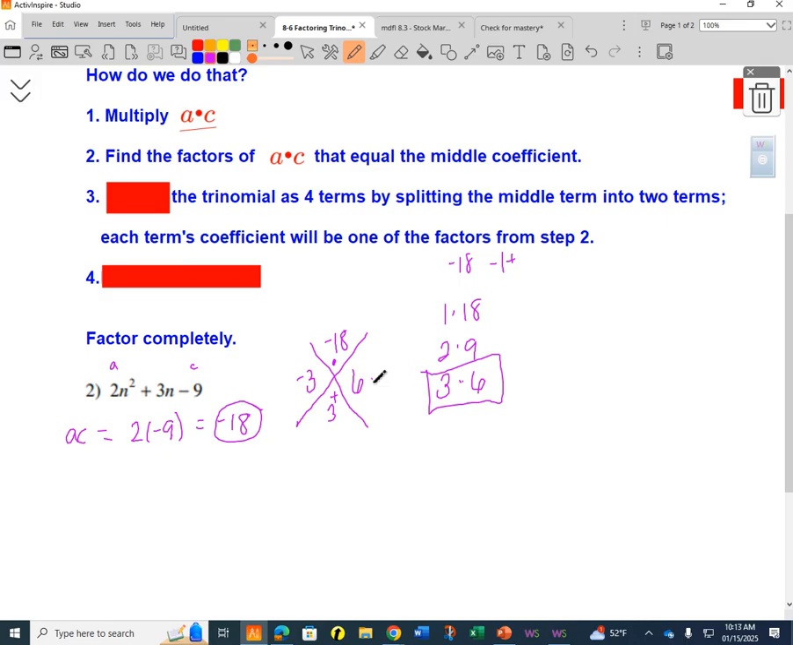Now, when we used this one before, these would be part of our answer. These would be part of our factors. Now they're not. Now these are going to be part of our trinomial that we're going to factor. So step 3 says we're going to rewrite the trinomial.